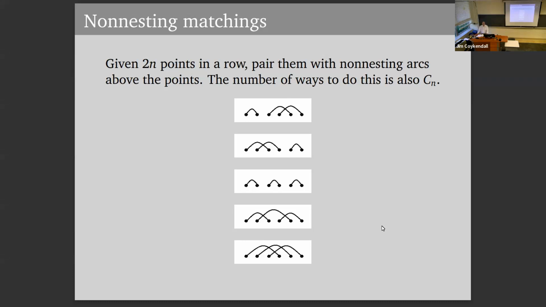Okay, but non-crossing matchings are counted by Catalan numbers. So are non-nesting matchings. So here it's the same idea. You're pairing up the vertices. And you're allowing crossings now, but what you're not allowed to do is nest them like this. You're not allowing that. So this is also counted by Catalan numbers.